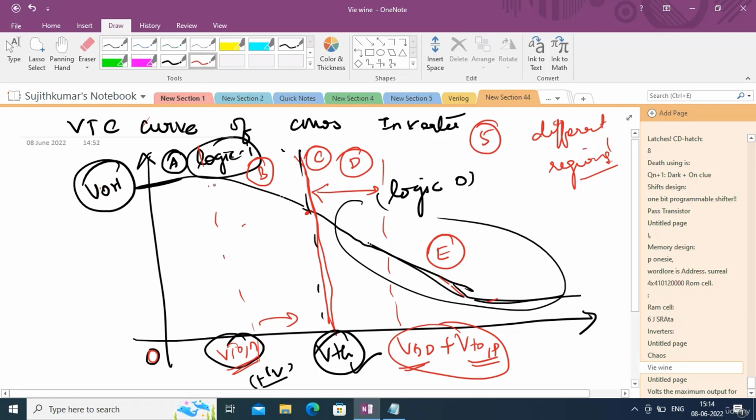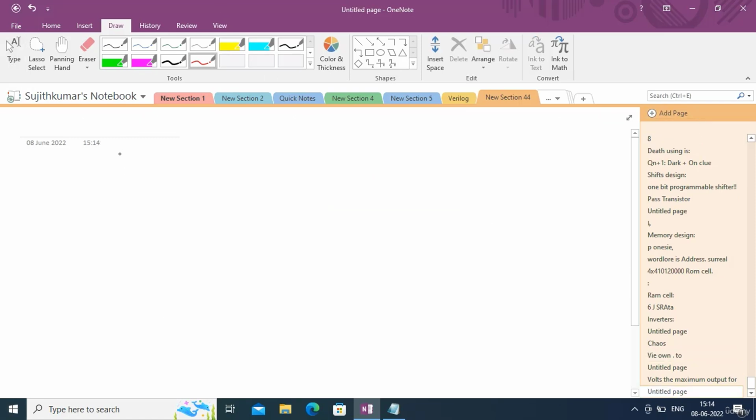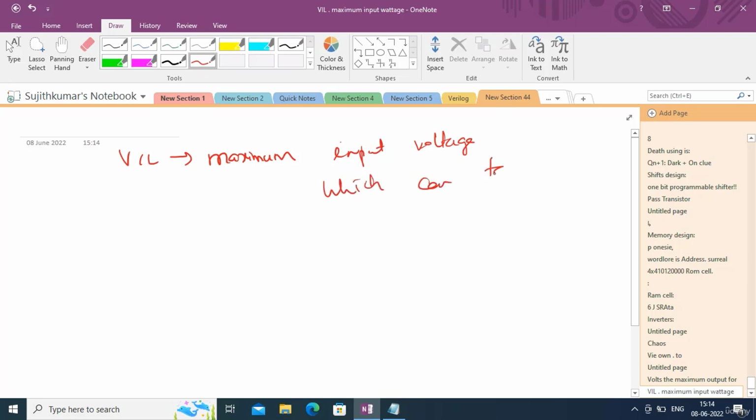The next thing, we have another voltage here. This voltage is called VIL, and this voltage will be found at the point where the slope is equal to -1. At that point you can find an input voltage which is nothing but VIL. So what do we mean by VIL? VIL is nothing but the maximum input voltage which can be interpreted as logic 0.